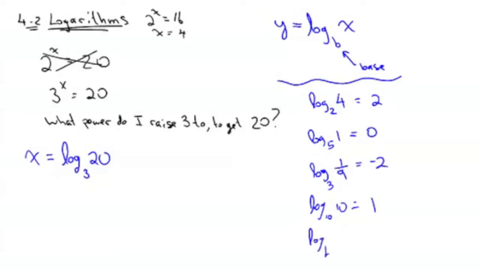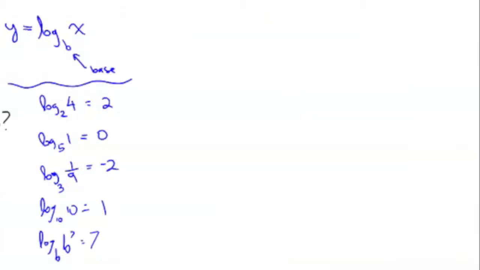Log base b of b to the 7th power. What power do you have to raise b to get an answer that is b raised to the 7th power? Seven. All right. So that's one part of logarithms. It's not that hard to calculate out as long as they're perfect logs. If they get a little weird, then it takes a little bit of time.